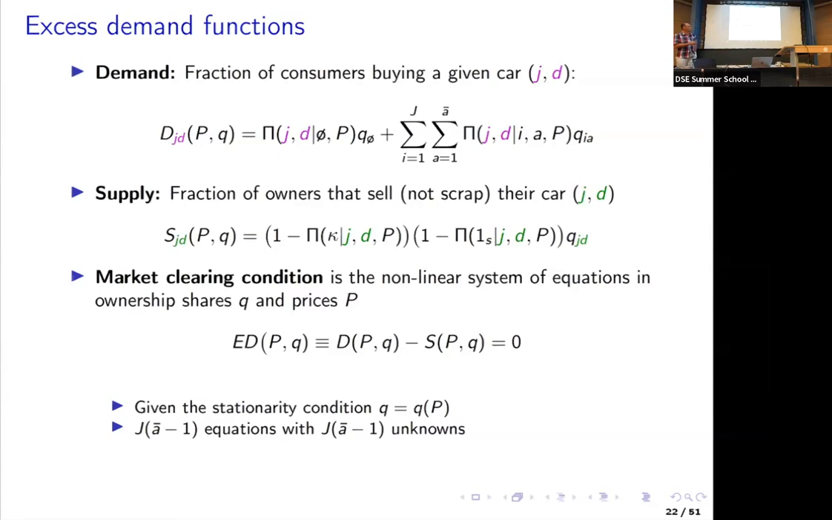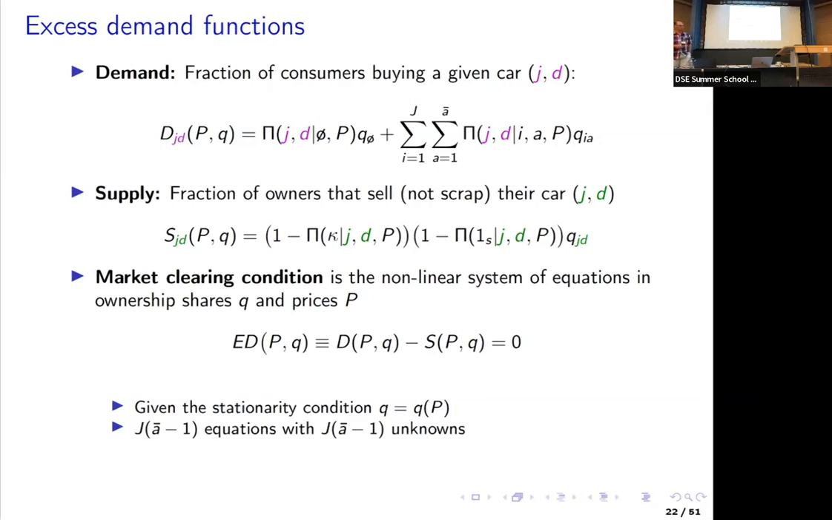Same thing with supply, a little bit more tricky. Supply comes from people who do not want to keep, and this pi kappa is the probability of keeping a particular car JD. But they also don't want to scrap it. This pi 1 sub s is the probability of scrapping a car JD. And then we have to calculate the demand from all those who actually own car JD.